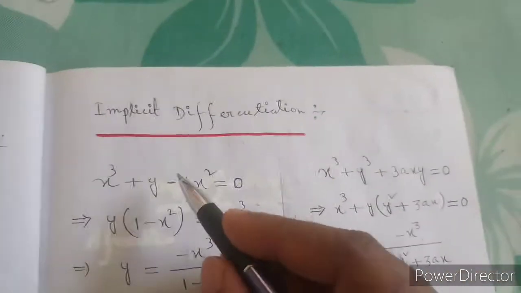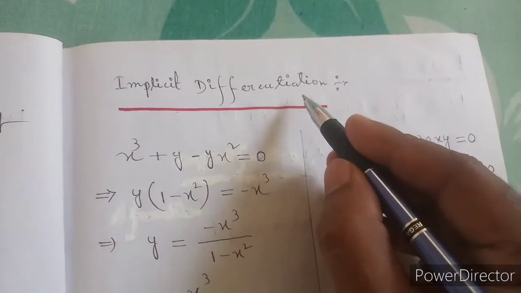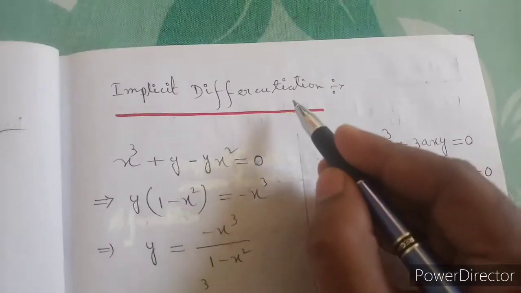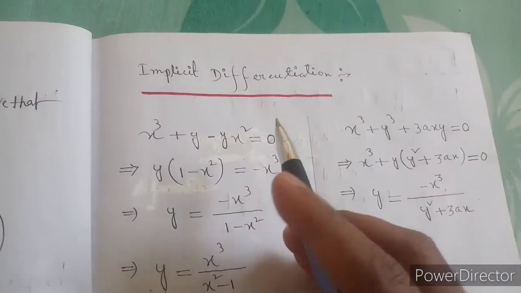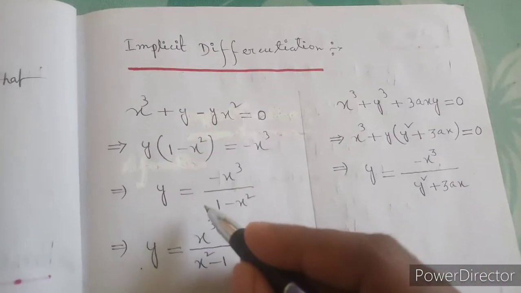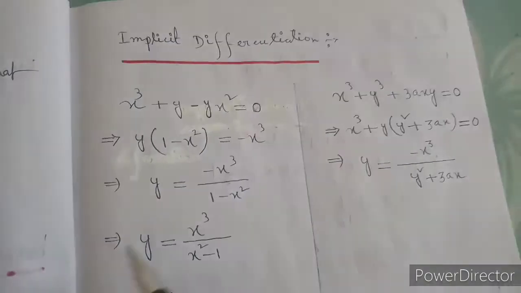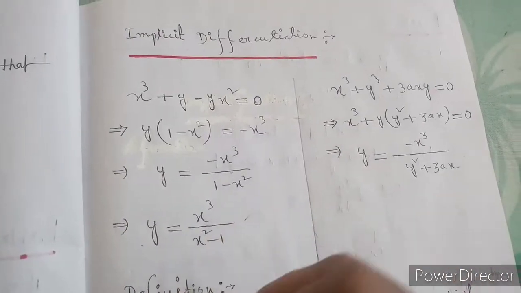So today we are going to discuss implicit differentiation. First of all, we have to know what an implicit function and an explicit function are. So this is your explicit function.